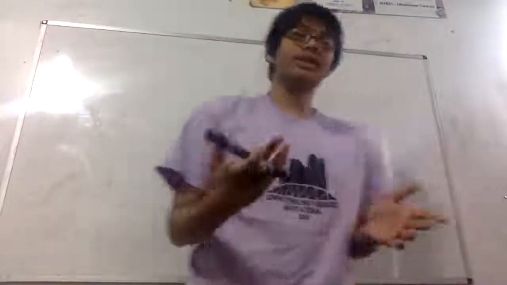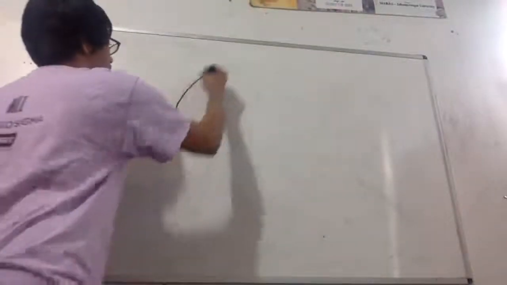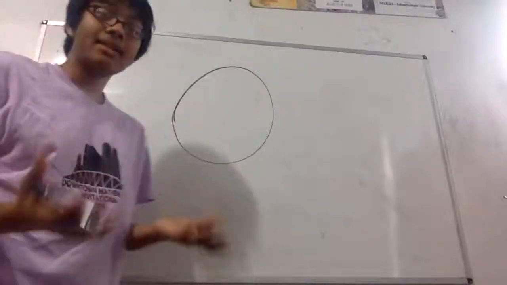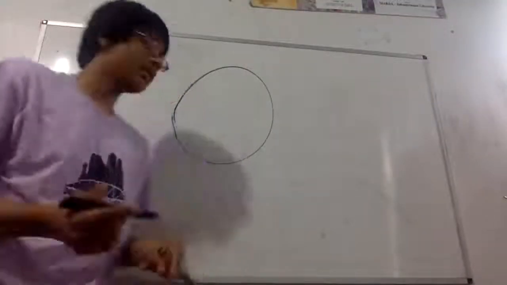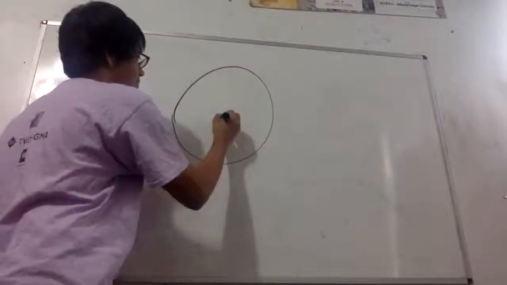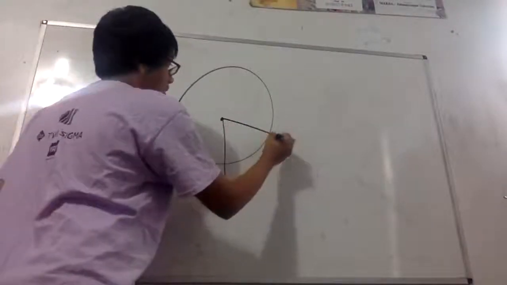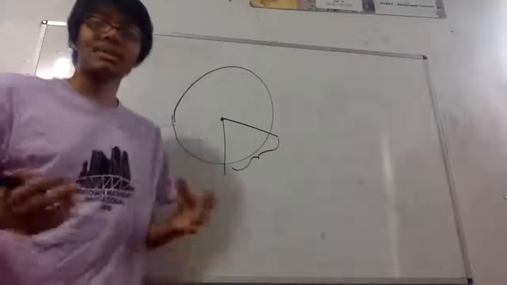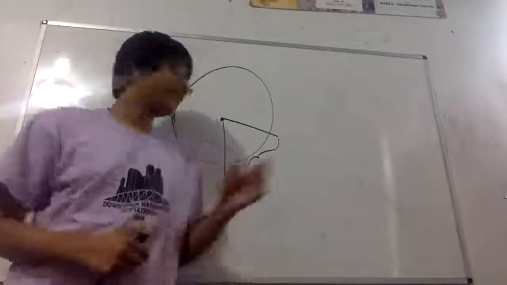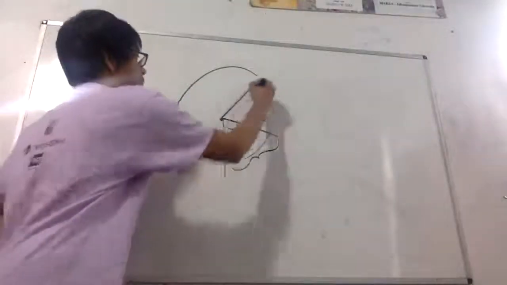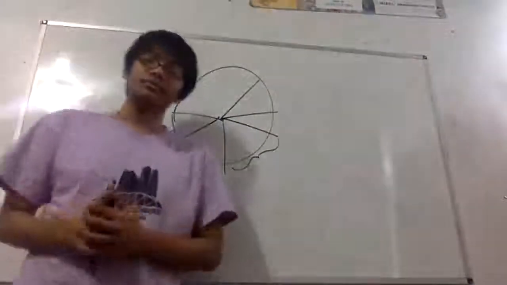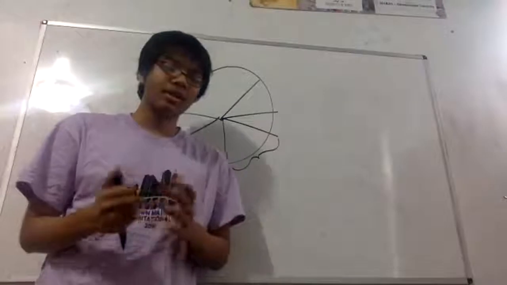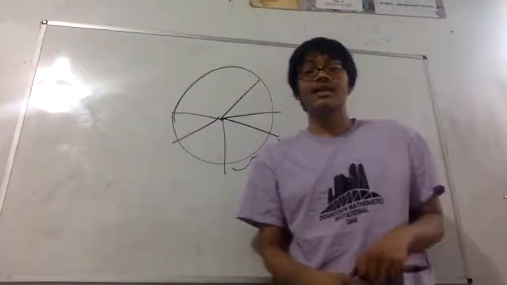We're told that we have a circle, and the circle is divided into 12 sectors. Now, what is a sector, you may ask? Well, a sector is simply a part of the circle that's subtended by the central angle. For example, this is a sector. This is another sector. This is another sector. Now, what does the problem ask us? We're told that we have 12 sectors in total.